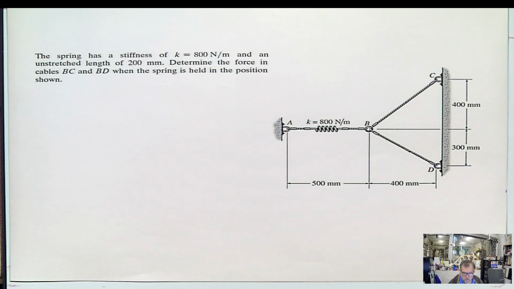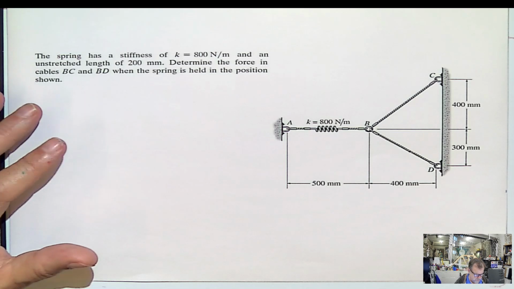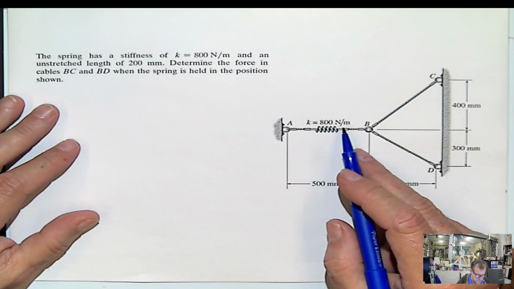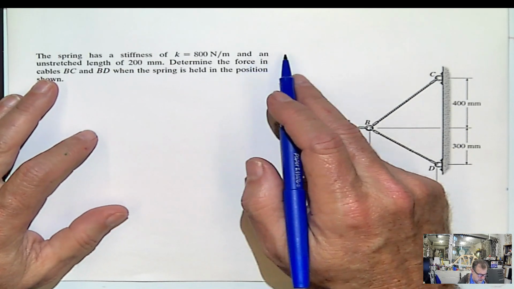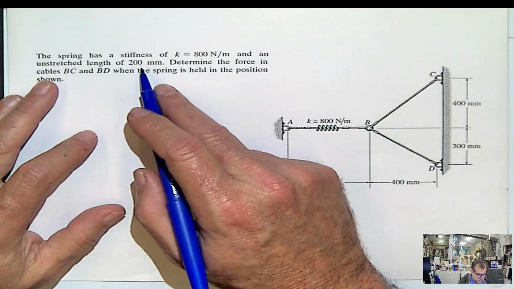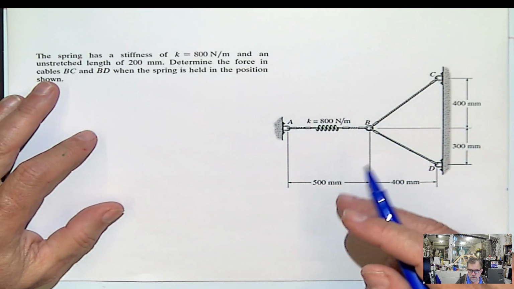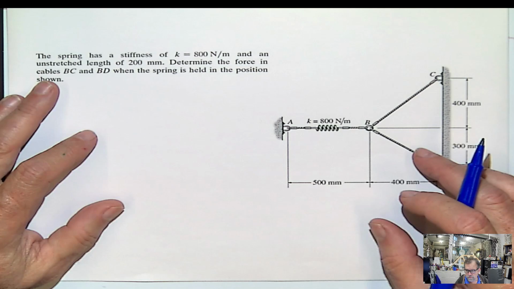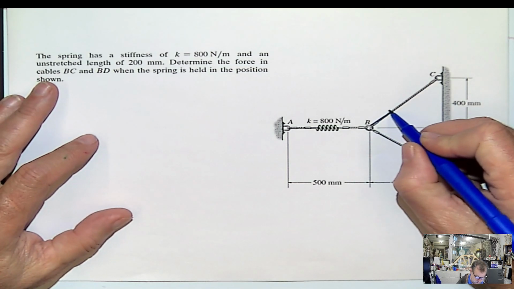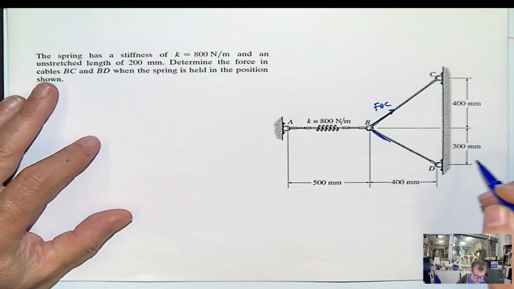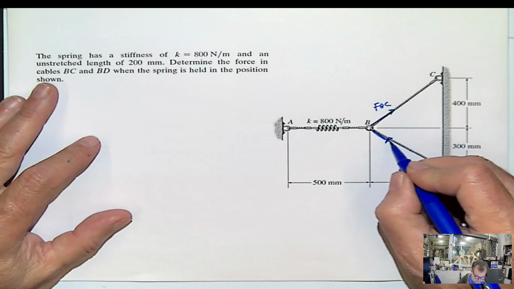Hello guys, another problem with the springs. It says the spring, the only one, has a stiffness of 800 Newton per meter and an unstretched length of 200 millimeters. Determine the force in the cables when the spring is held in that position. Well, this is force, right? And this is force BD.